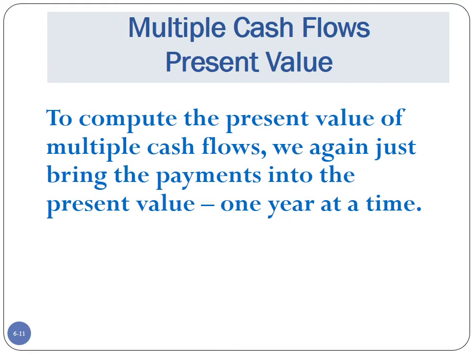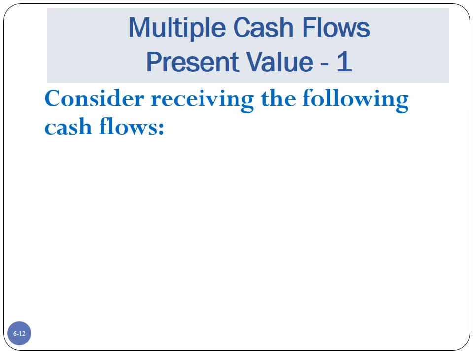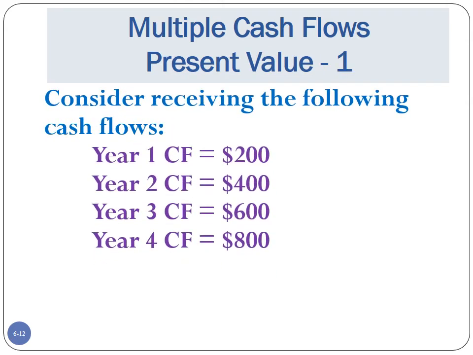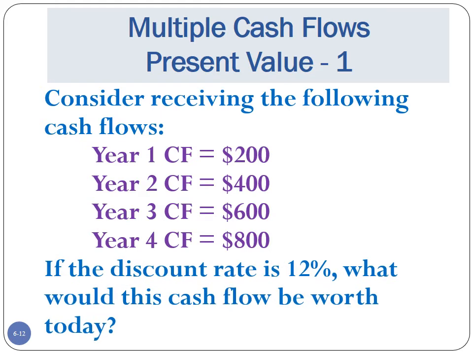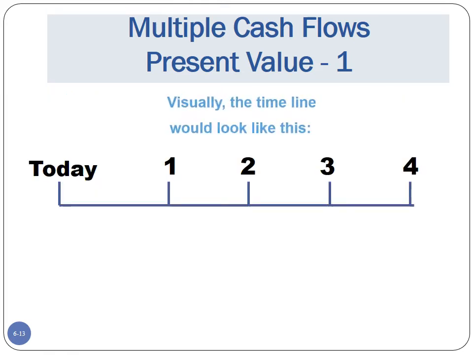So to compute the present value of multiple cash flows, we again just bring the payments into the present value 1 year at a time. It's the same thing, again, it's discounting versus compounding. So let's consider receiving the following cash flows. Year 1 is 200, year 2, 400, year 3, 600, and year 4, 800. If the discount rate is 12%, what would this cash flow be worth today? Again, the present value. So here's our timeline.